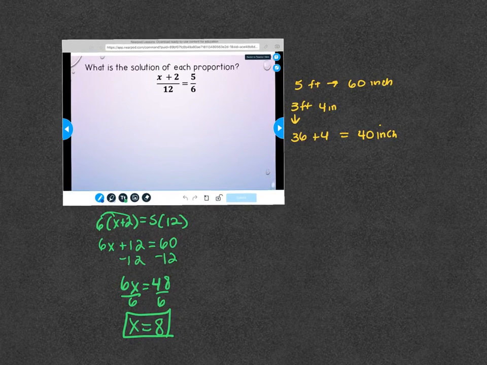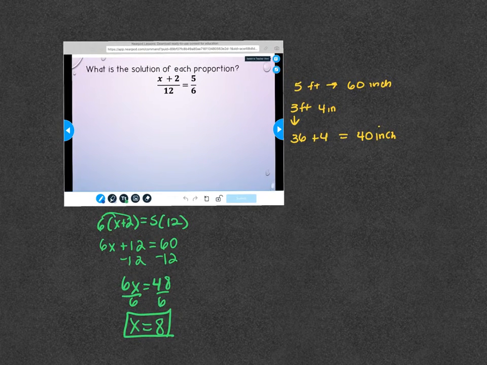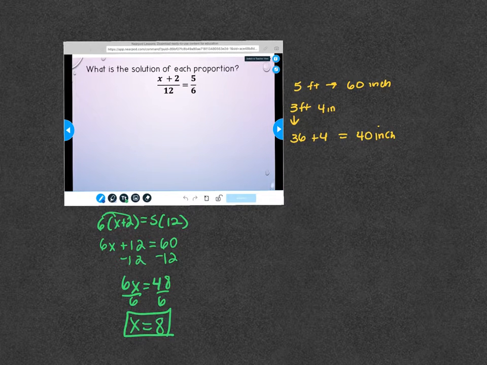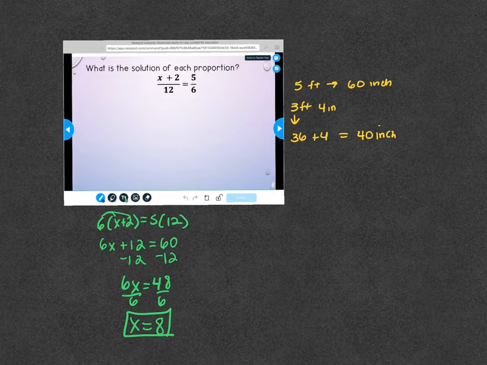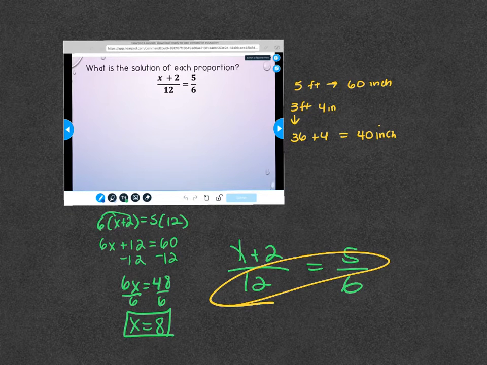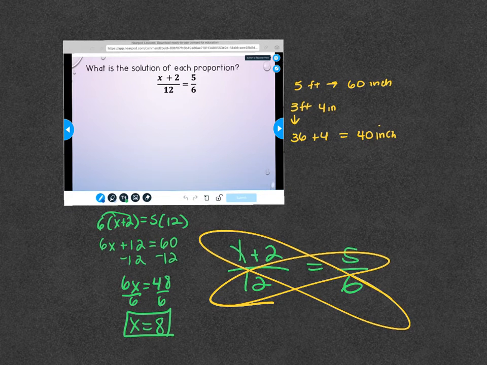Some of those questions gave us decimals or fractions. As long as they're simplified, it would be fine. Some of them were whole numbers, but not all of the time. Questions on that one? Yep. When you put 6 and then the parentheses x plus 2 equal to, why is it equal to 5, not 6? Because you go the x this way and this way, right? So if it's x plus 2 over 12 equals 5 over 6, I multiply these two together and set it equal to those two.